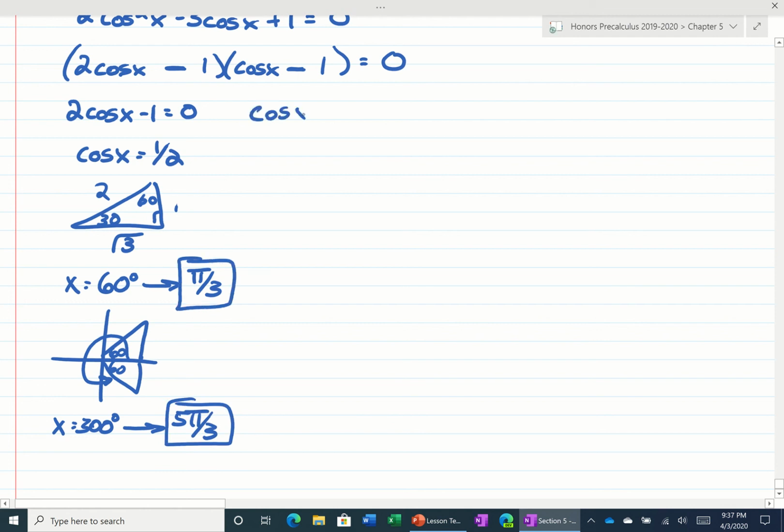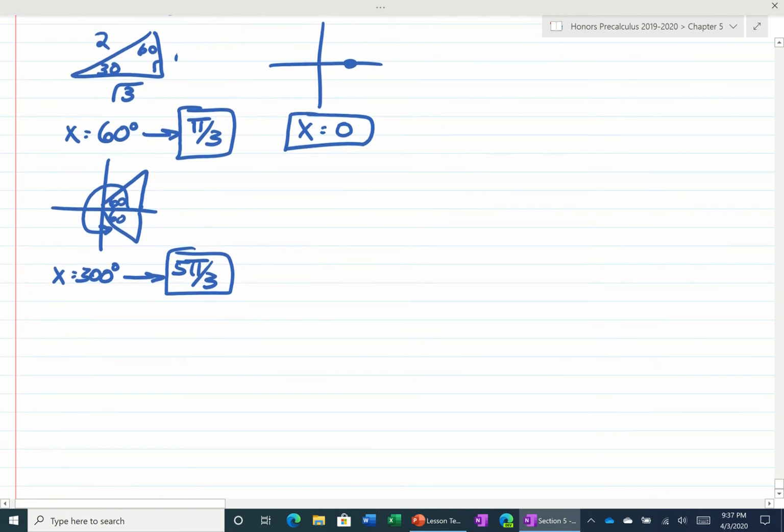When is cosine of x minus 1 equal to 0? Well, that happens when cosine of x is 1, which is right here. When x is 0 or 2 pi, we don't include 2 pi for the same reason we didn't include it in the last one. All right, 2 more problems.